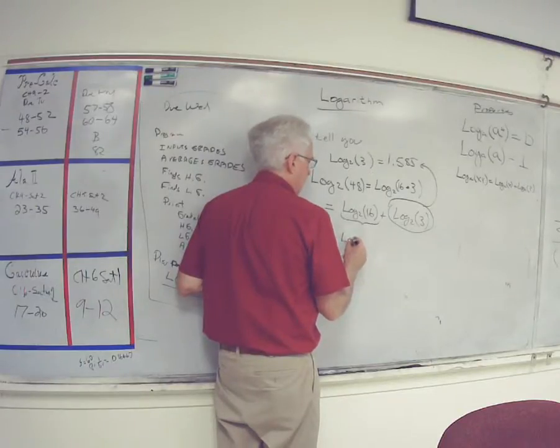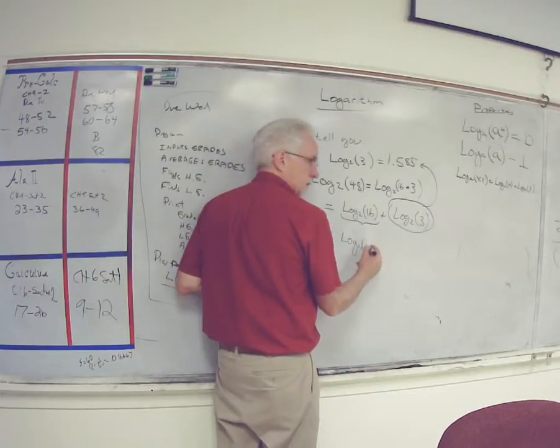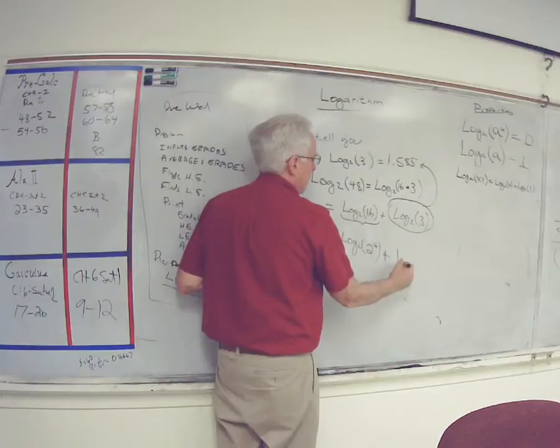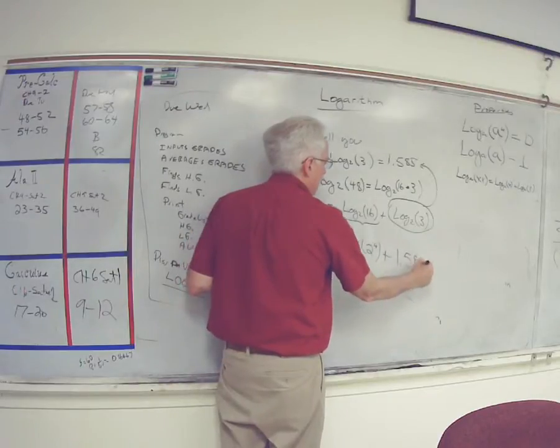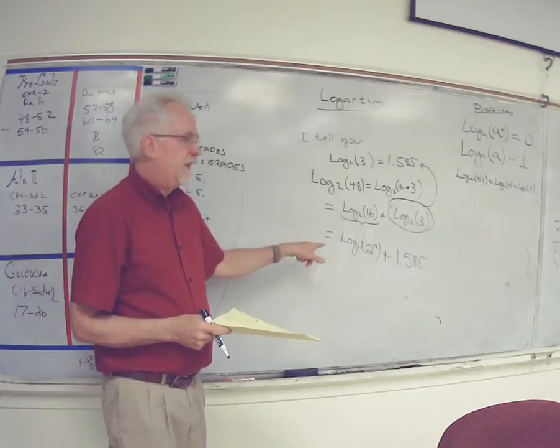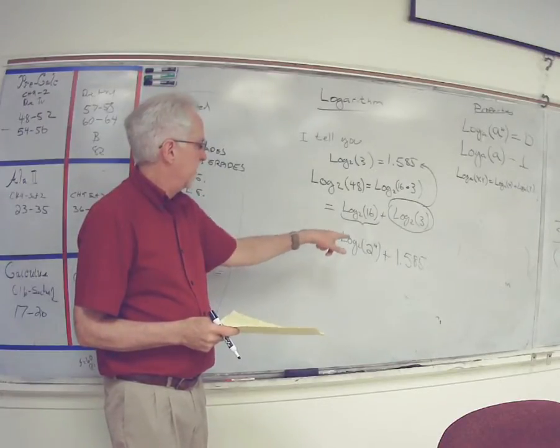Okay. Levi, you said what? Log 2 of what? That's not 2 cubed. 2 to the 4th. Okay. Plus, and now I'm going to go ahead and put the number in, 1.585. Okay. Now, Jaden, what is log 2 of 2 to the 4th?